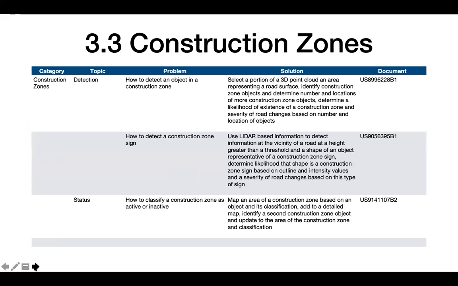How do I detect a construction zone sign? Use LiDAR-based information to detect information in the vicinity of the road at an expected height and with an expected shape to tell me that it's a construction zone. So I can detect a construction zone just by a sign, or I can detect it by a sign plus other objects, different ways to detect that. How do I classify a construction zone as active or inactive? I map an area of a construction zone based on an object and its classification, and I add it to my detailed map. And I identify a second construction zone object and update the area and the construction zone and classification based on that information.